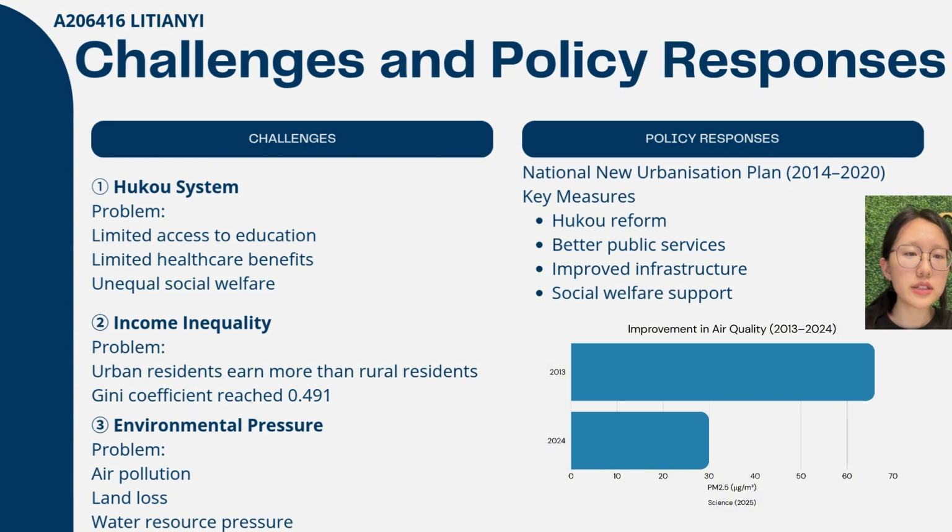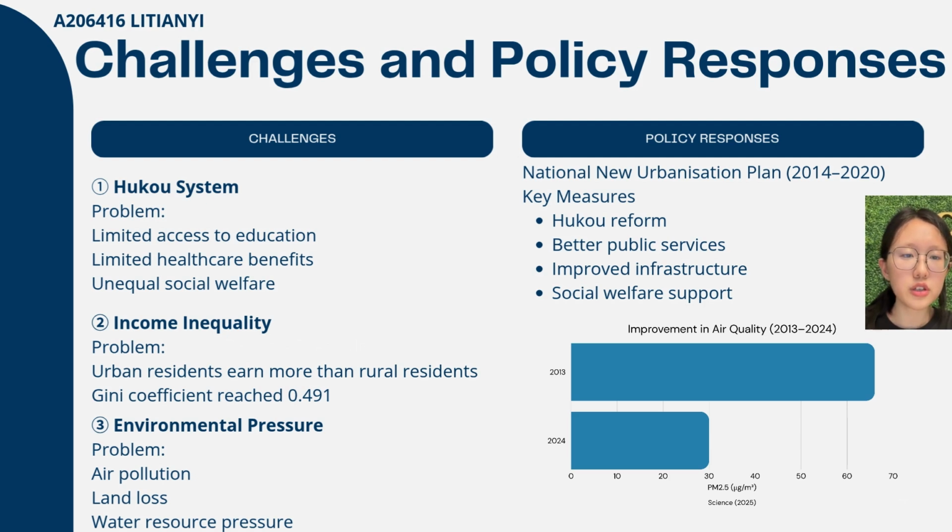The third challenge is environmental pressure. Rapid industrialization led to serious air pollution and resource consumption. As shown in the chart, China's PM2.5 concentration declined from 66 micrograms per cubic meter in 2013 to 30 micrograms per cubic meter in 2024, reflecting the success of environmental policies and green development initiatives.